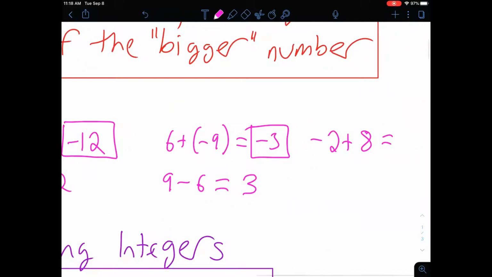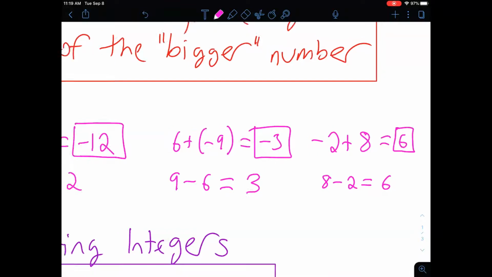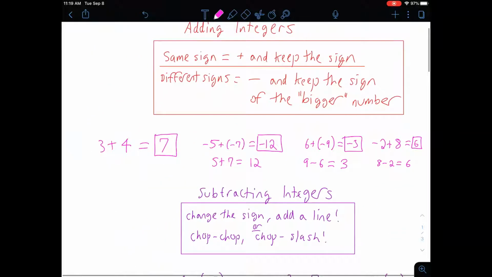All right, -2 plus 8, same signs or different signs? They are different signs, so we are going to subtract. So 8 minus 2, which equals what? It is 6. And then which number is bigger, 2 or 8? 8 is bigger. What's the sign on the 8? The 8 is a positive, so it's going to be +6. Okay? So that is how you add integers.